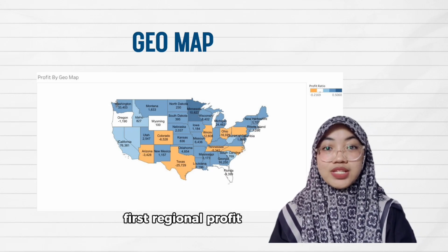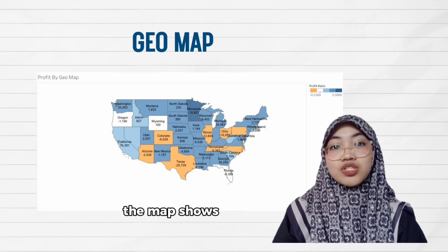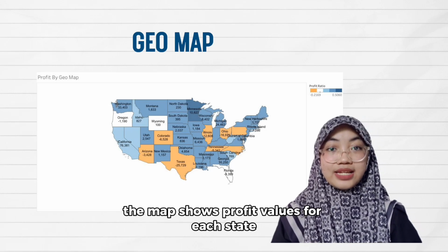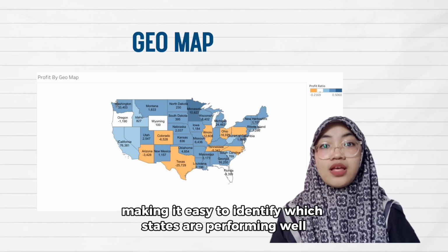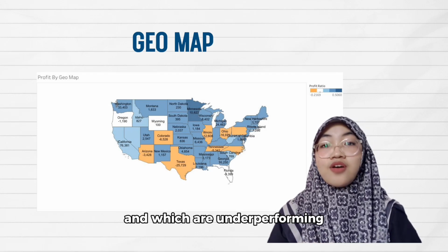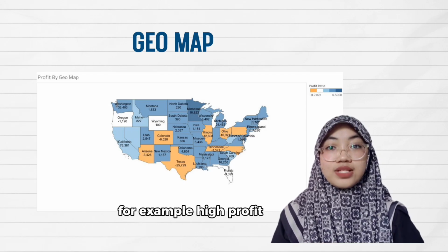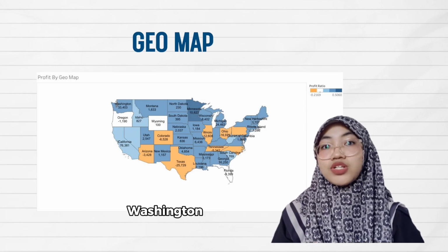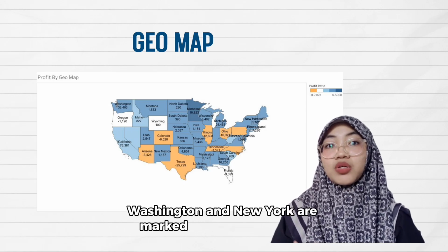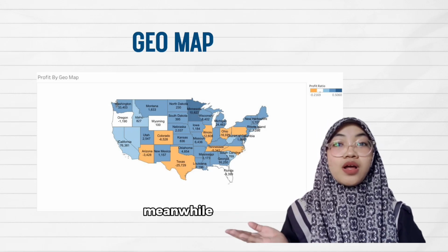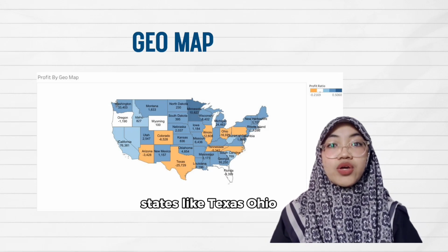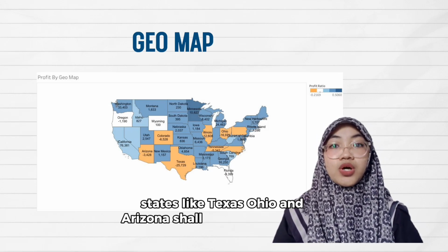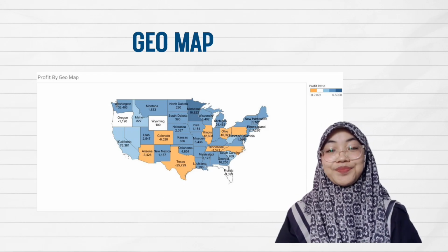First, regional profit distributions. The map shows profit values for each state, making it easy to identify which states are performing well and which are underperforming. For example, high profit states like California, Washington, and New York are marked with higher profits. Meanwhile, for the low or negative profits, states like Texas, Ohio, and Arizona show lower or negative profits.